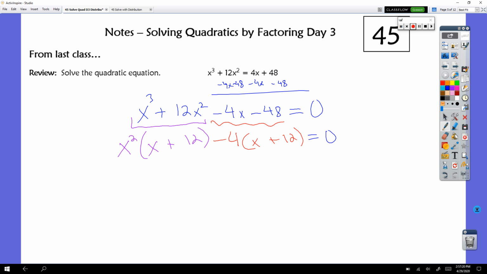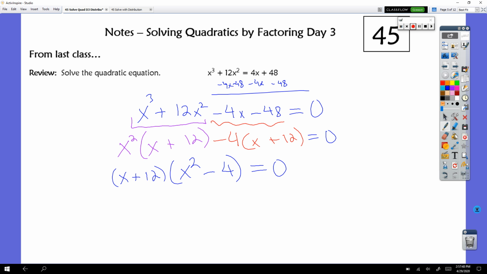So I've gone from 4 terms to 2 terms. Now I'm going to look at my 2 terms, the purple term and the red term, and the part that is in common is the x plus 12. So that's my new GCF. For factoring by grouping, that's what we're doing right now. And now I'm going to write over my leftover factor. So I've done my factoring from my 4 terms.